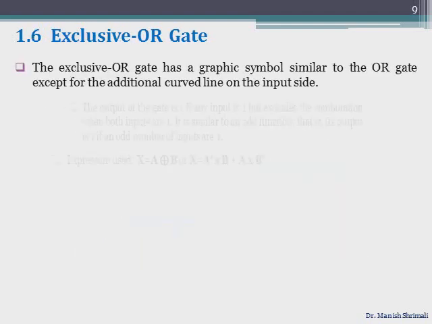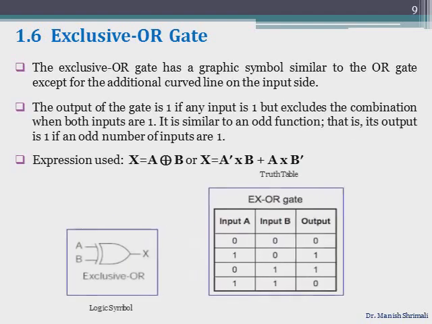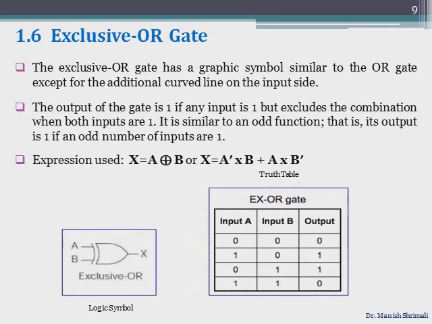Next we have the exclusive OR gate. In the exclusive OR gate we have a graphic symbol similar to the OR gate. So here you can see the logic symbol of exclusive OR gate, and the symbol is similar to the OR gate except for the additional curved line. Here we are having the additional curved line which is there in the exclusive OR gate, and we don't have this curved line in the OR gate.